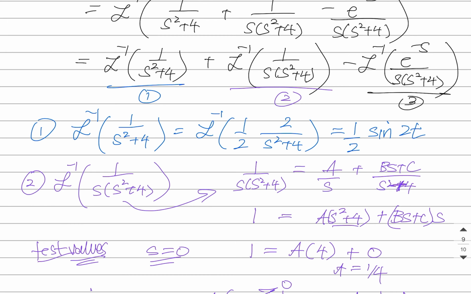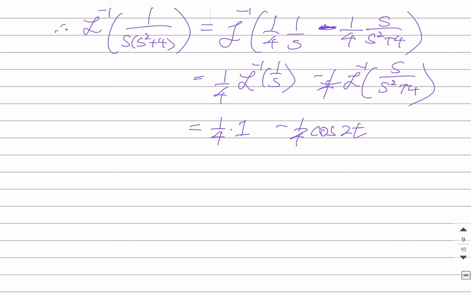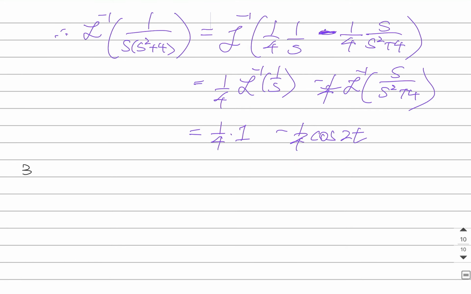So if you compare 2 and 3, all that differs between them is that exponential. And that exponential is where the shifting theorem is going to kick in now. So just to bring this up, the third term says we need exponential e to the minus s, 1 over s into s squared plus 4.